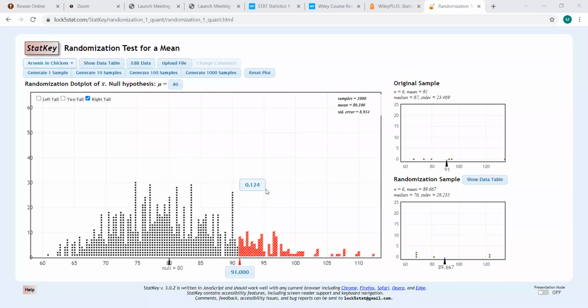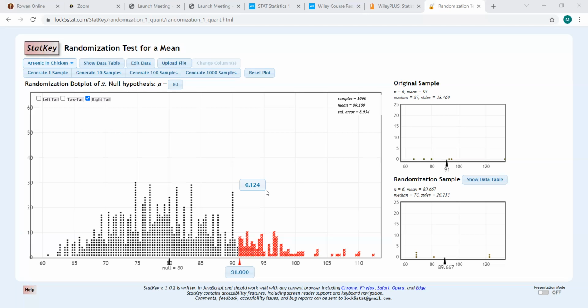Let's take a look at the p-value again. The p-value is 0.124. Now, first of all, if somebody can yell out, is 0.124 bigger than or smaller than 0.05? Bigger. Bigger, of course it is. Now, here's the rule. If the p-value is smaller than alpha, which is 0.05 in this case, we reject the null hypothesis. If the p-value is greater than or equal to alpha, 0.05, we do not reject the null hypothesis.